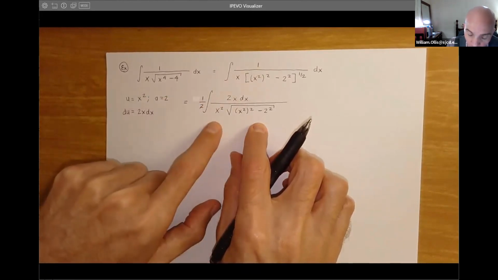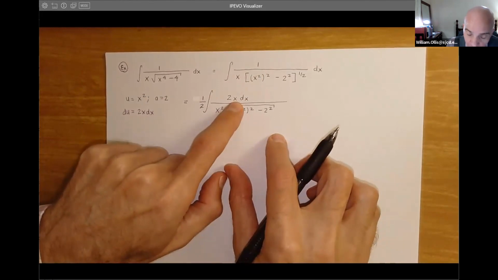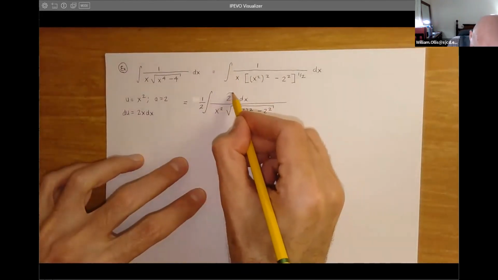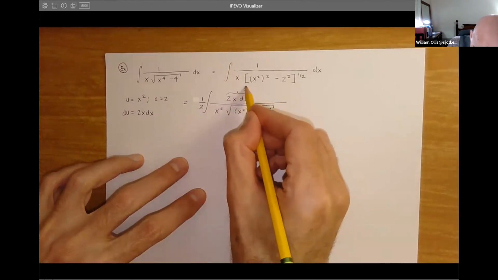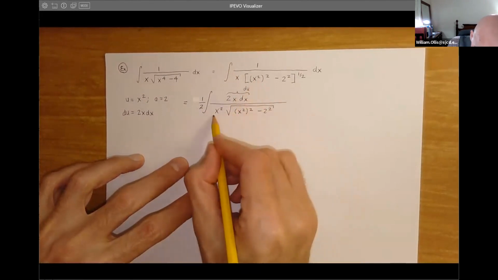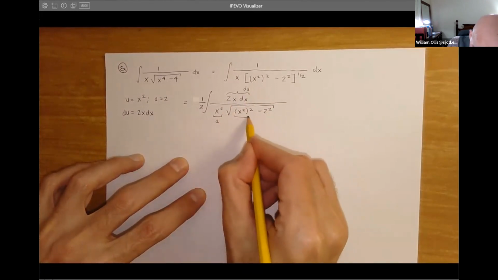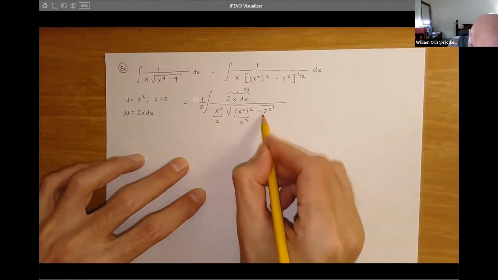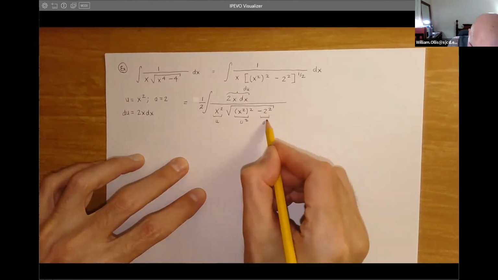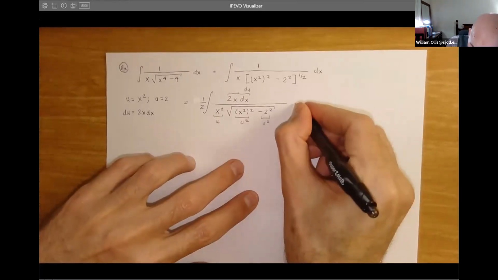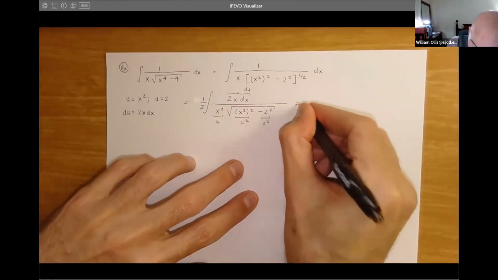But now this is table ready because now we've got the du, I mean, the problem's done. Here's the du. Here's the u. Here's the u squared. And here's the a squared. So this is what we call table ready. So now we're good to go.